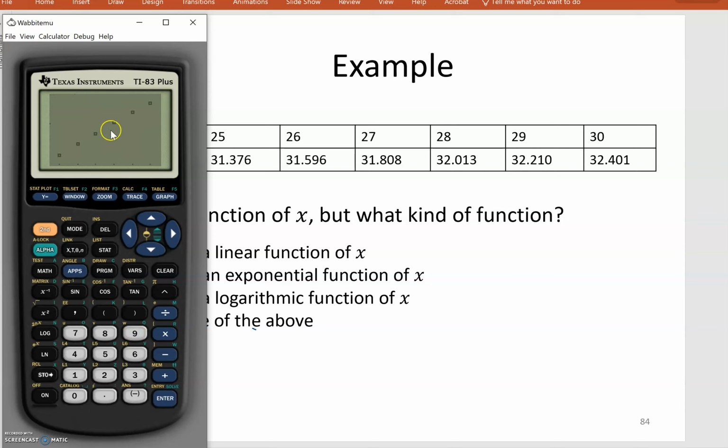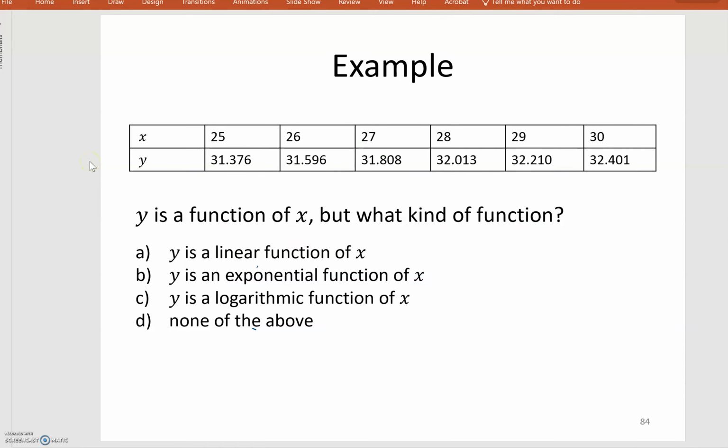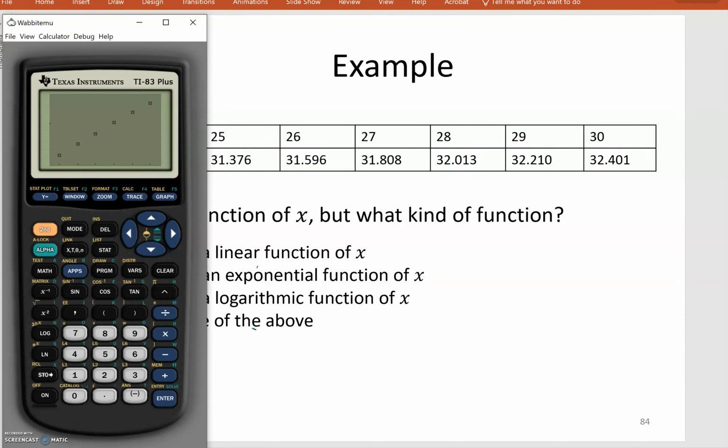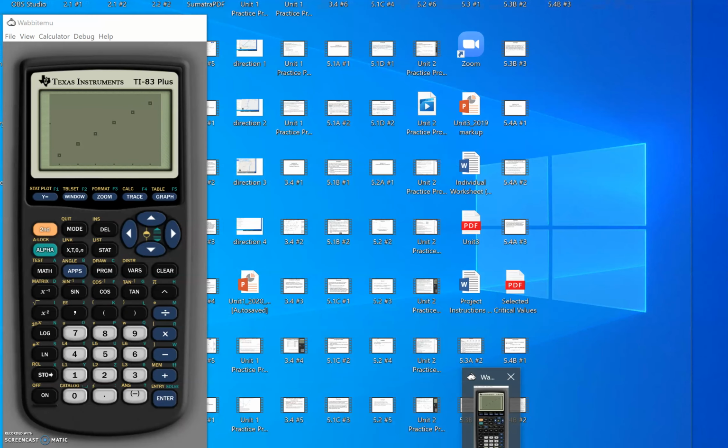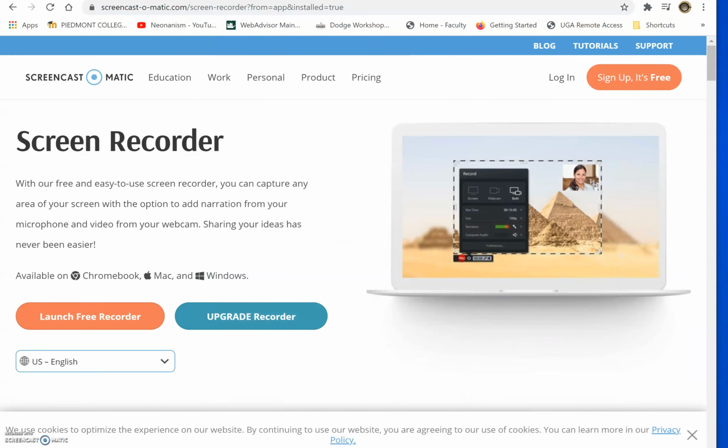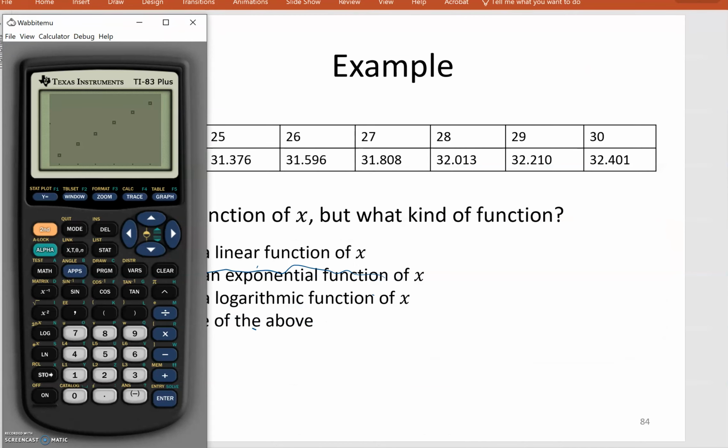All right, so this one's hard to tell. Linear, exponential, logarithmic, I am not really sure. It doesn't really look like it's exponential in the sense that it doesn't really look like it's concave up and increasing, so I'm fairly confident that it's not exponential. But I'm not sure. It could be linear, it could be logarithmic. That one's a little harder to tell.